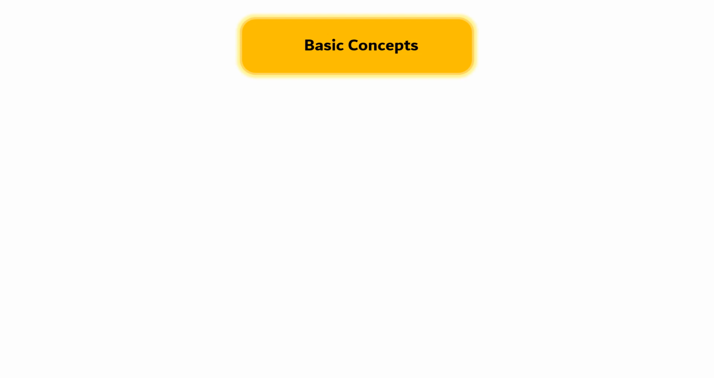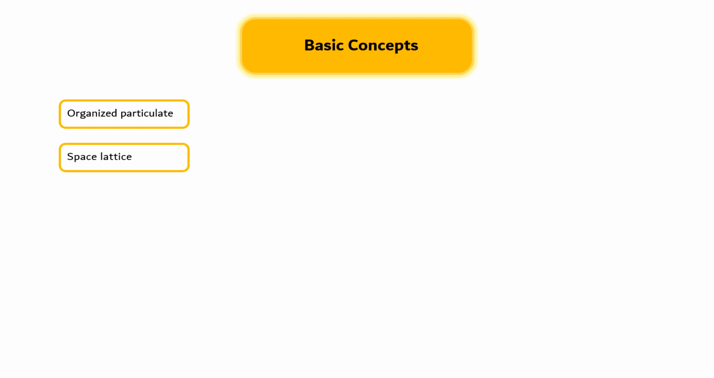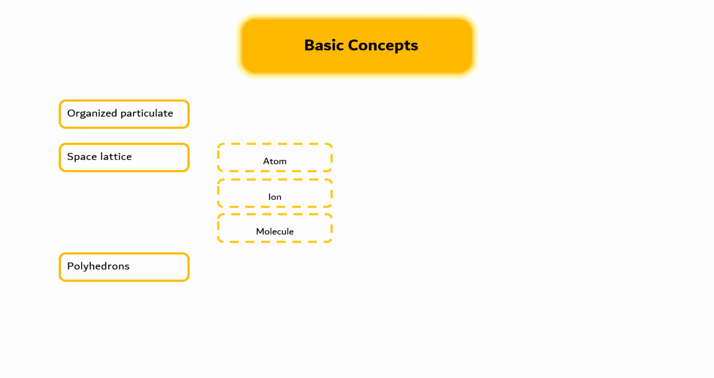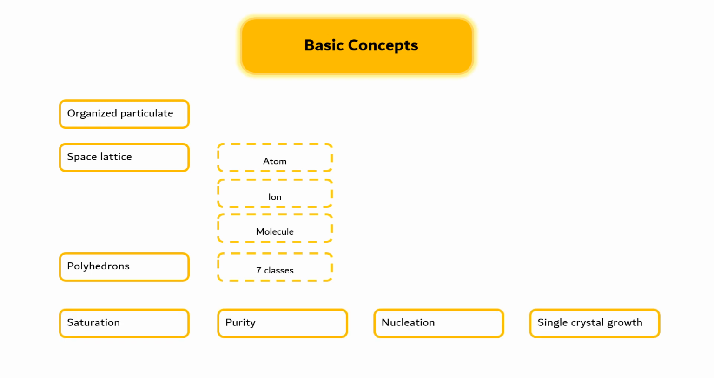A crystal is the most highly organized particulate of non-living material that is characterized by an orderly three-dimensional array called the space lattice. The lattice is made up of constituent particles, which can be atoms, ions, or molecules. Crystals exist as polyhedrons having sharp corners and flat sides or faces, and have 7 classes of crystals. Further characteristics of crystals are important and will be discussed in this segment: saturation, purity, nucleation, and single crystal growth.